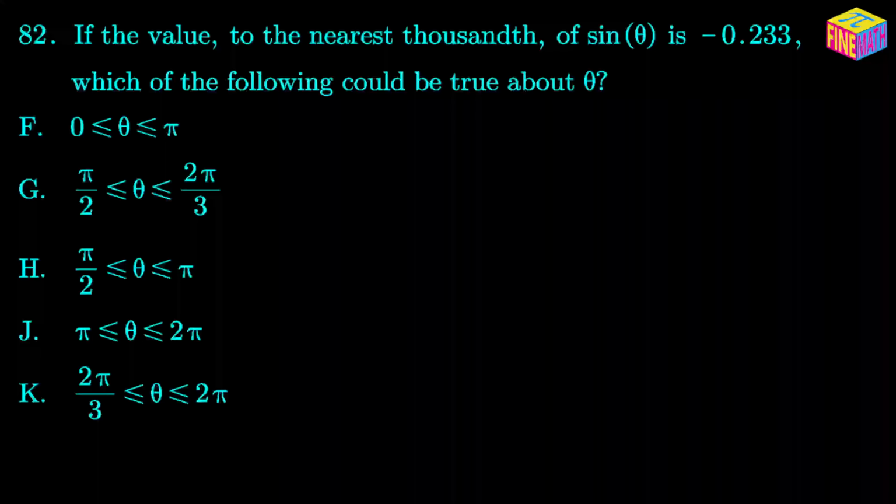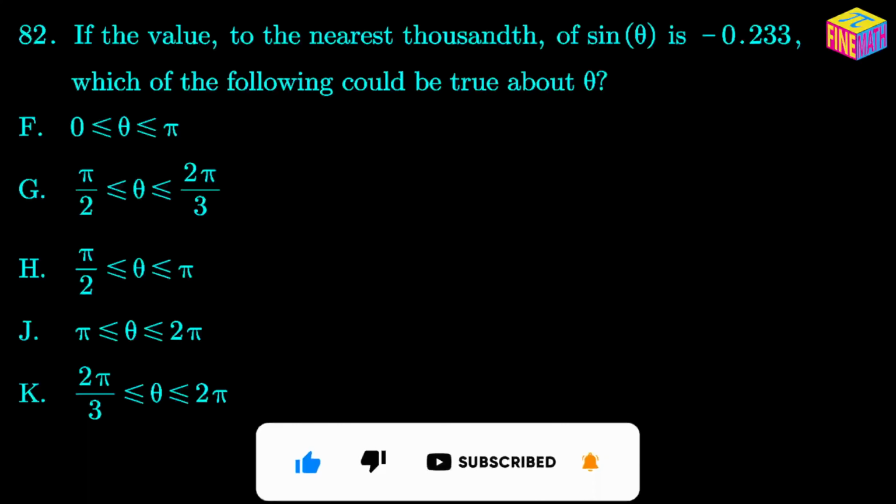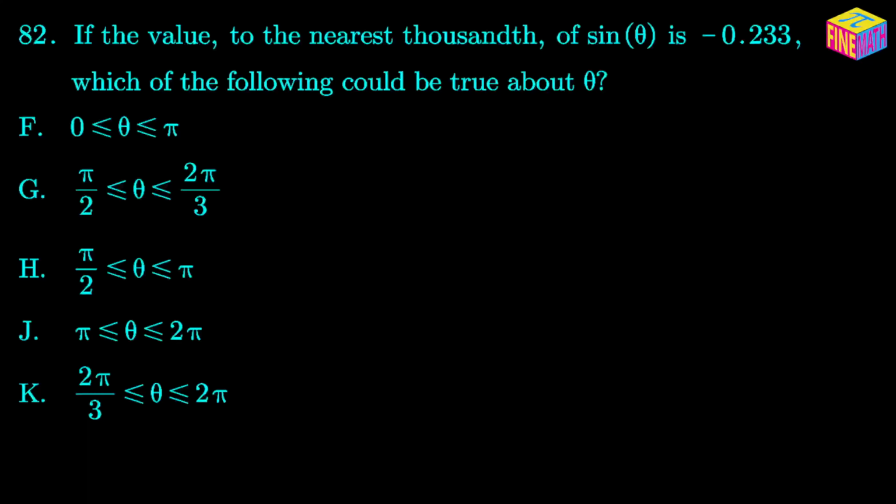So let's get started. Here the question says, if the value to the nearest thousandth of sine of theta is negative 0.233, which of the following could be true about theta? So essentially we have to find out where theta lies, whether it is in the first quadrant, second quadrant, third quadrant or fourth quadrant, right? We have been given 5 different options and we have to figure out in which range theta could lie so that sine of theta would be a negative value, which is negative 0.233.